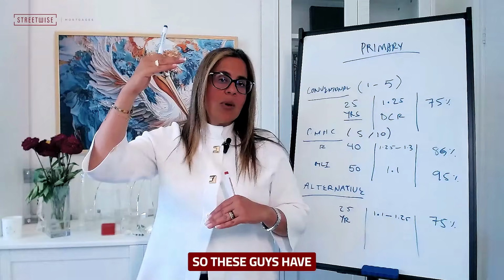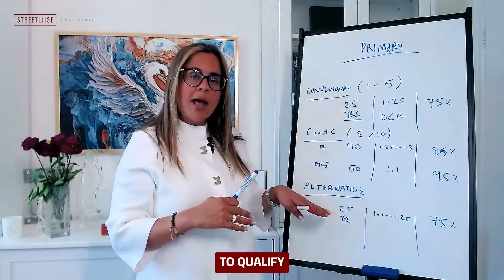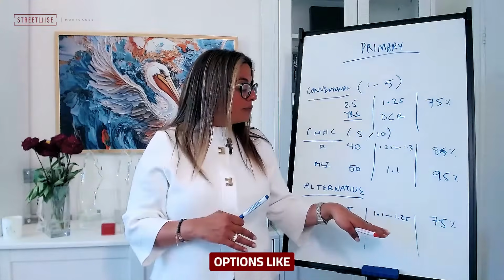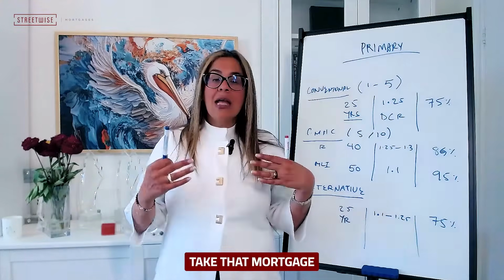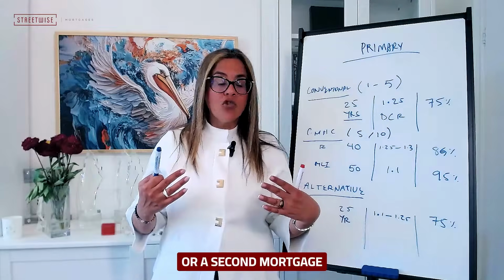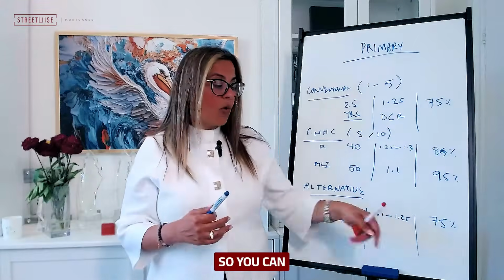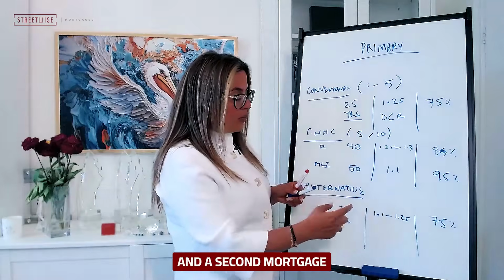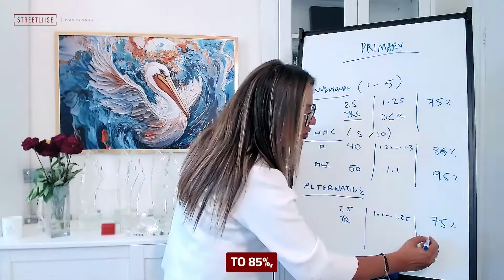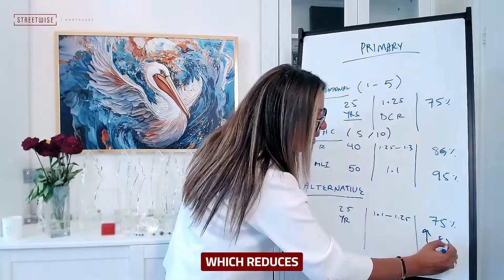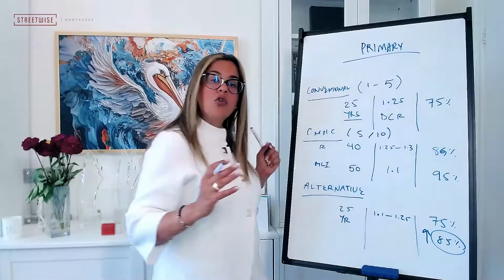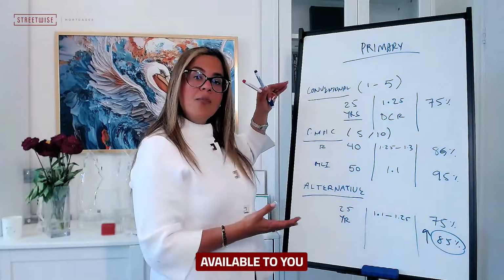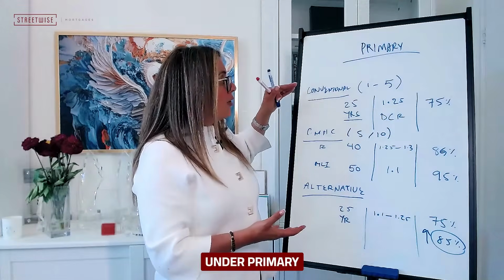So these guys have the hybrid method to qualify the building. What they also allow is options like a vendor take-back mortgage or a second mortgage behind their mortgage. So you can essentially increase the loan amount between the first mortgage and a second mortgage to 85%, which reduces your overall down payment in the deal.